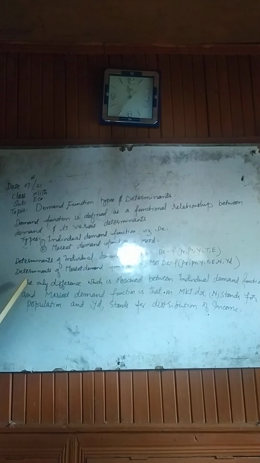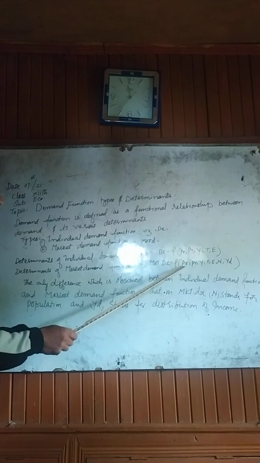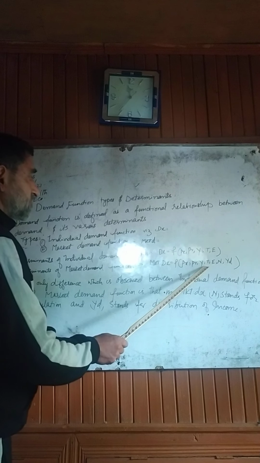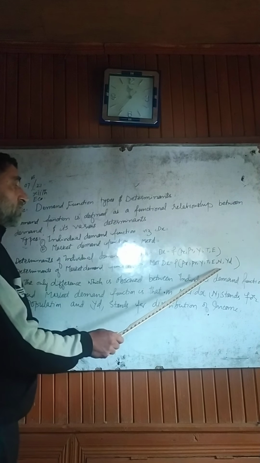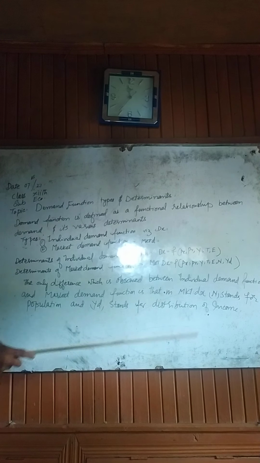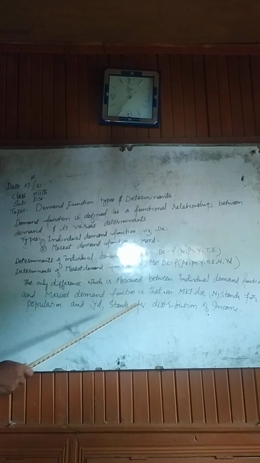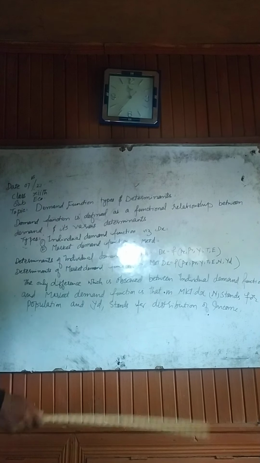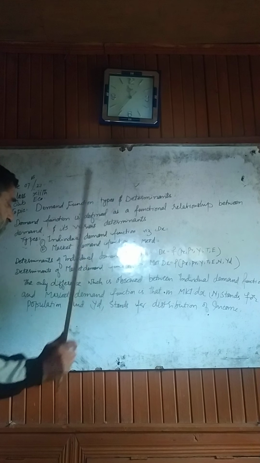Then we have the determinants of market demand function. Market demand function determinants are price of commodity X, price of related goods, income of the consumer, tastes of the consumers, and expectations of the consumer. Here two new variables emerge, that is N and YD. N stands for size of population and YD stands for change of income distribution, or income distribution.